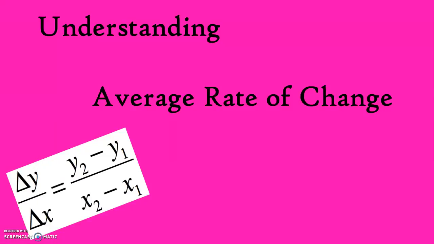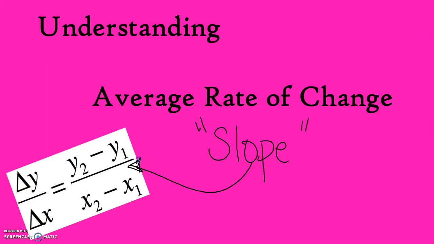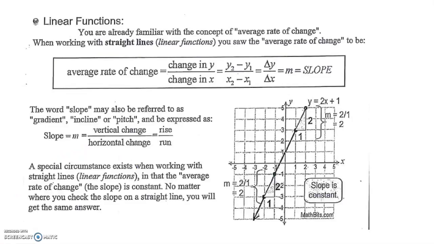In this video, we're going to review average rate of change. And keep in mind that average rate of change is basically the same as finding the slope. So to find the average rate of change, we're going to use the same formula that we use to find the slope. Right here, if we have a linear function, your average rate of change or your slope is going to be constant.